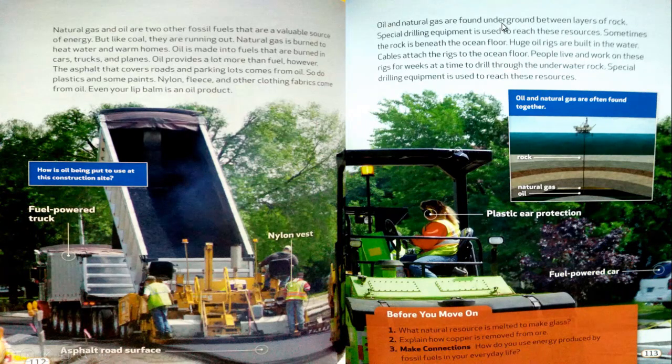Oil and natural gas are found underground between layers of rocks. As you see here, they are usually found together, natural gas and oil. They may be under the ocean's water. We use huge oil rigs, which are built in the water, to drill for the natural gas and the oil. Special drilling equipment is used for this purpose.